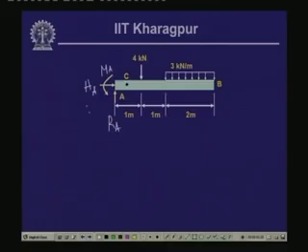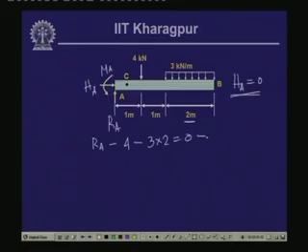Now, we will have to compute the reactive forces. Since we do not have any horizontal forces, H A is equal to 0. From summation of horizontal forces, it gives H A equals 0. Now, from summation of vertical forces, R A is vertically upward, and the other loads are vertically downward. So, R A minus 4 minus 3 kilonewton per meter, which is the distributed load over a length of 2, so 3 times 2, equals 0. This gives us the value of R A as equal to 10 kilonewton.